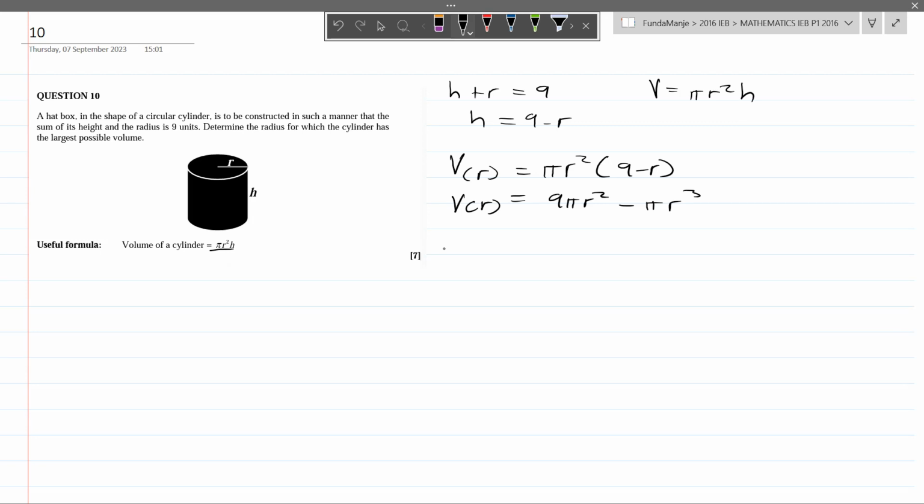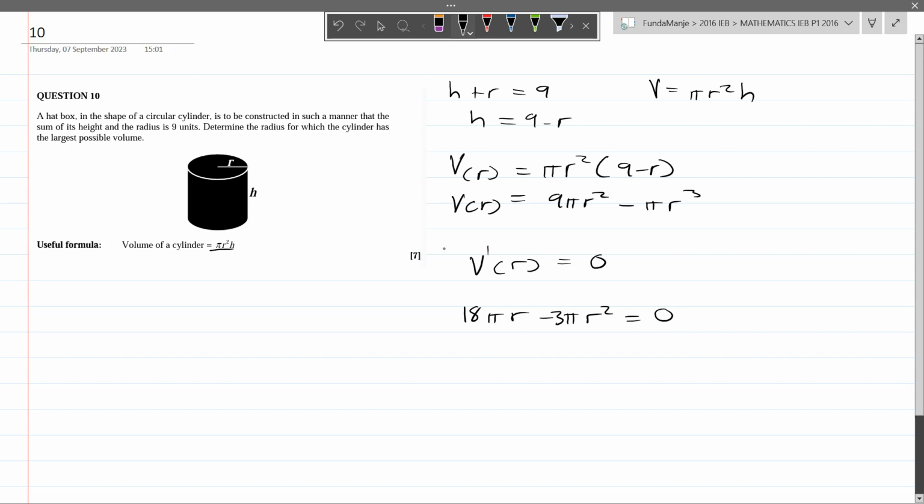Then, since now we have a formula that is based on the radius alone, we can get the first derivative. So if we get the first derivative of this function and equate it to 0, we'll get the radius that allows for the maximum volume. Therefore, it would look something like this: 18 pi r minus 3 pi r squared. So multiply by the power, then subtract 1 from the power, and we want to equate that to 0.